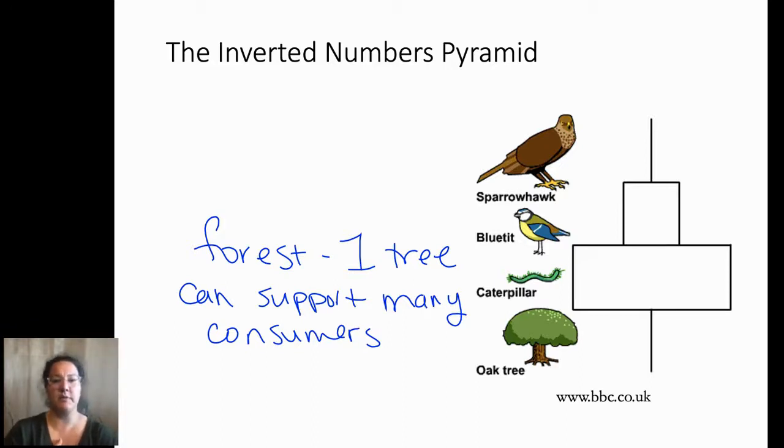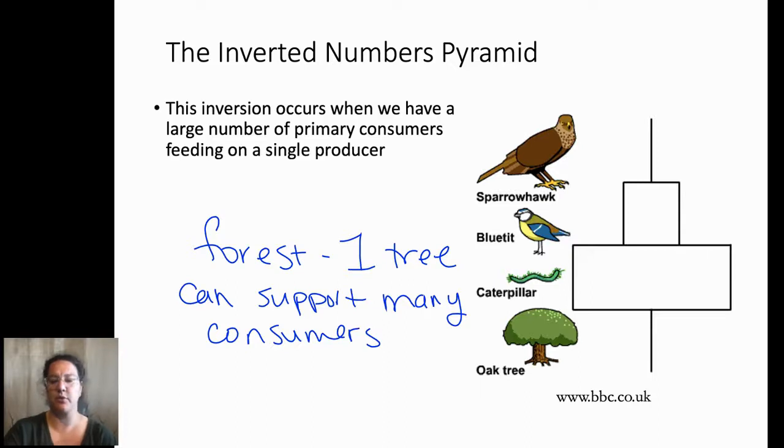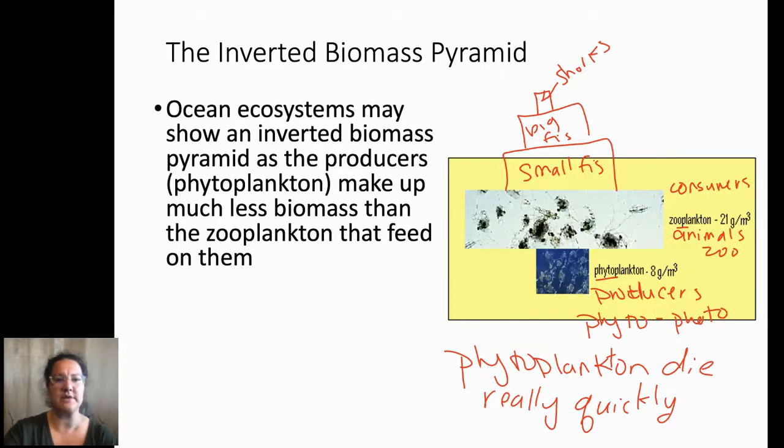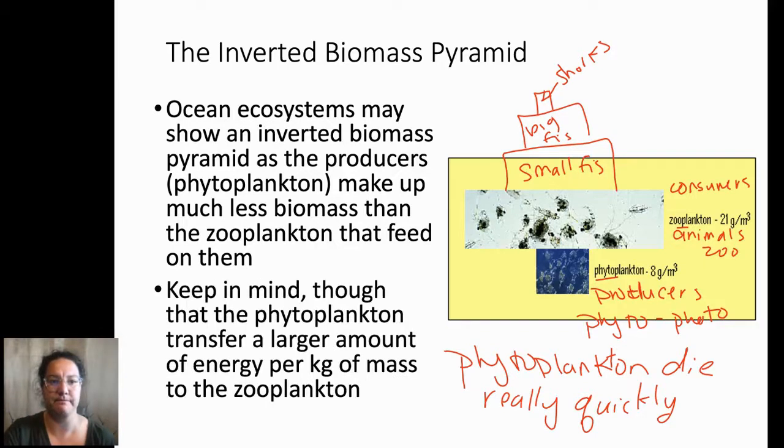So here's our inverted pyramid of numbers, where we have the one tree in the forest supporting many consumers because of its large size. And then here is that inverted pyramid of biomass with the phytoplankton. So we have a small amount of phytoplankton, and because they bloom and die but are always reproducing, they're always there to support the zooplankton, but the mass of them might not always outweigh the zooplankton. But they do transfer a large amount of energy per kilogram of mass because we have that 10% rule.